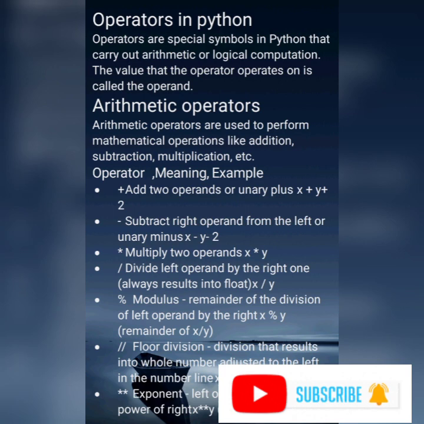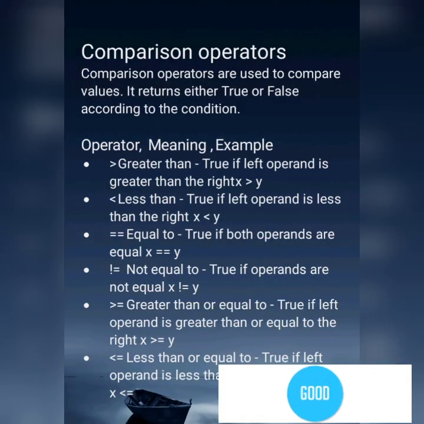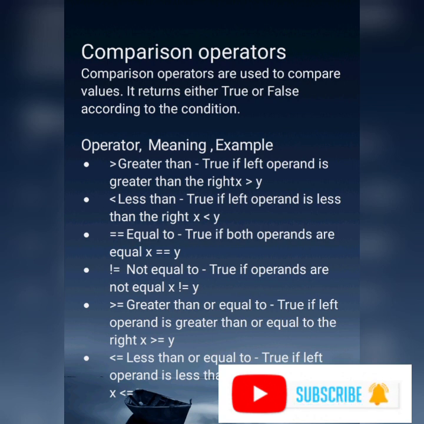And next one is comparison operators. These comparison operators are used to compare values. If it is true, it shows true, and if it is false, then it shows false. So let's see some of the operators like greater than, less than, equal to, not equal to, greater than or equal to, less than or equal to, like that.